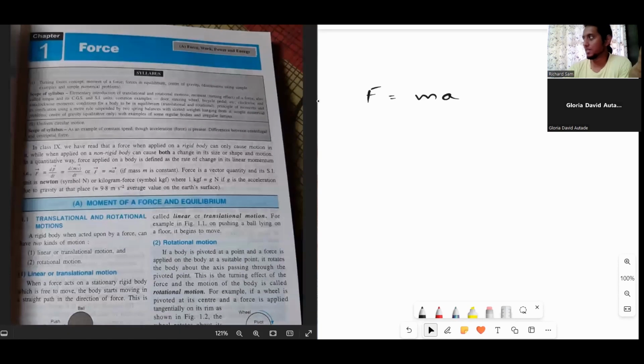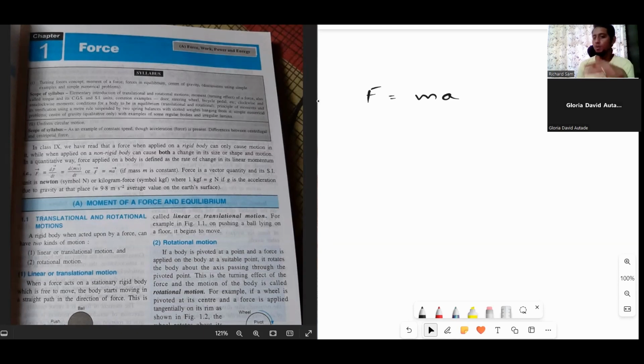Mass means every object has mass. There's nothing that doesn't have mass, right? So anything you move has mass. The meaning of acceleration is an increase in speed. So there has to be an increase in speed. Increase in speed means either from zero to something, or if it's already moving, then speed has to increase, right?